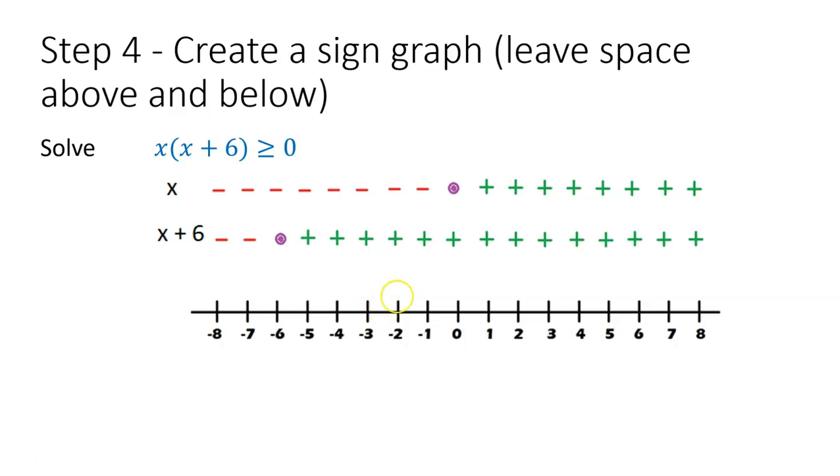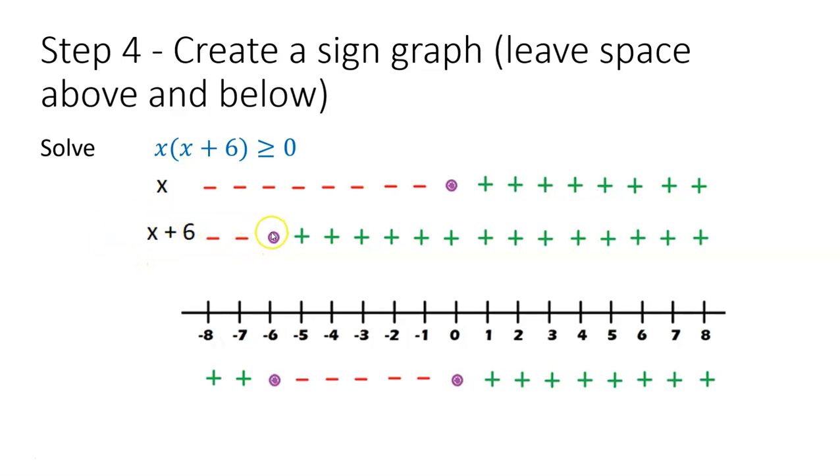Here's the sign graph that you hopefully created. Set x equal to 0, well that just is 0. Everything to the right gets a plus sign, everything to the left gets a negative sign. X plus 6 equals 0, that happens when x is -6. So again, I put a 0, it's filled in. Both of these got filled in because I have an or equal to symbol here. Everything to the right of this gets a plus sign, everything to the left gets a negative sign.